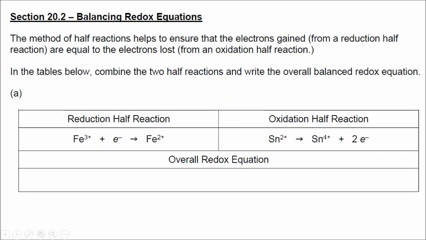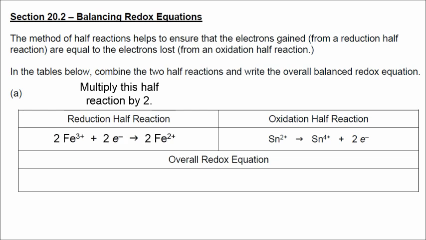All right, now on to section 20.2, balancing redox equations. We're going to talk about a method of half reactions so that we can make sure that the electrons gained in a reduction half reaction are equal to the electrons lost in an oxidation half reaction. So we're going to multiply the reduction half reaction by 2 so we can get 2 electrons and have the electrons cancel out. So in this case, we still have a balanced equation, just multiplied everything by 2.